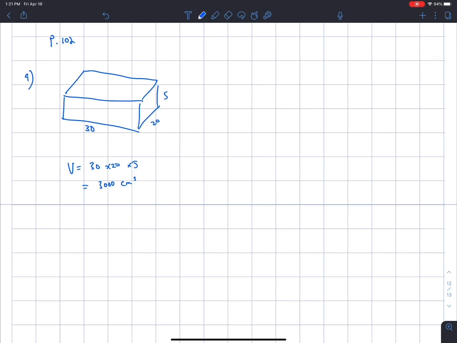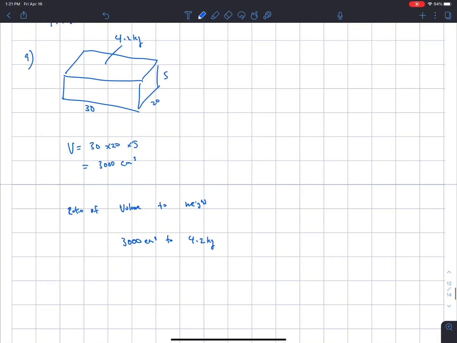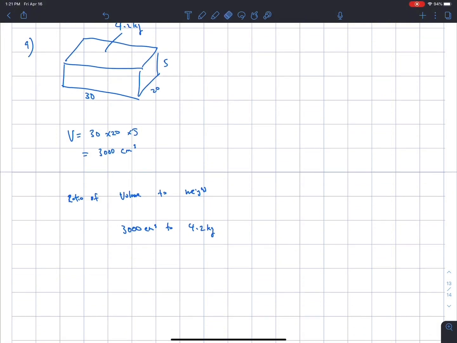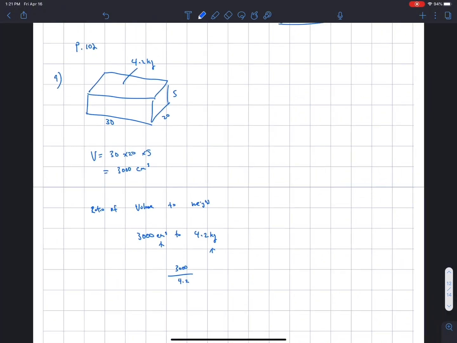So the ratio of the weight over volume, or I can use volume to weight, because we were told this piece of wood weighs 4.2 kilograms. So the ratio is going to be 3,000 centimeter cube to 4.2 kilograms. You can also express this ratio as just 3,000 over 4.2, right? Just make sure you know that the numerator is in centimeter cube and the denominator is in kilogram. So that would be step 1.